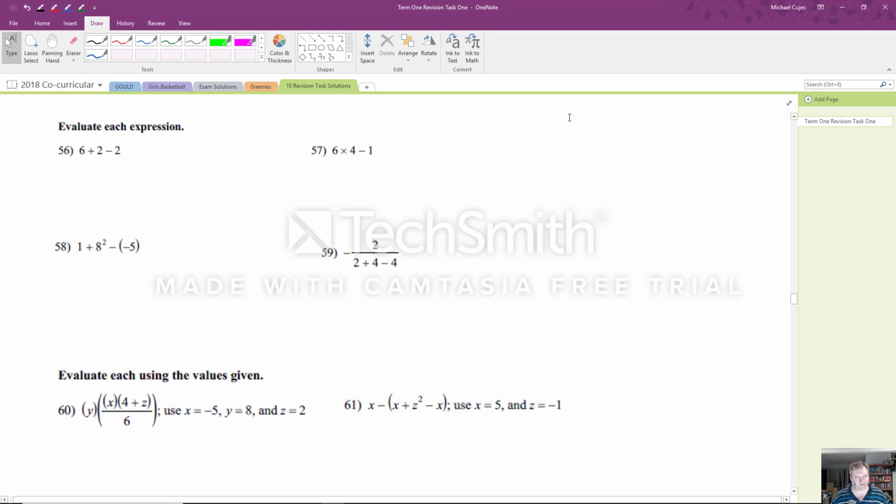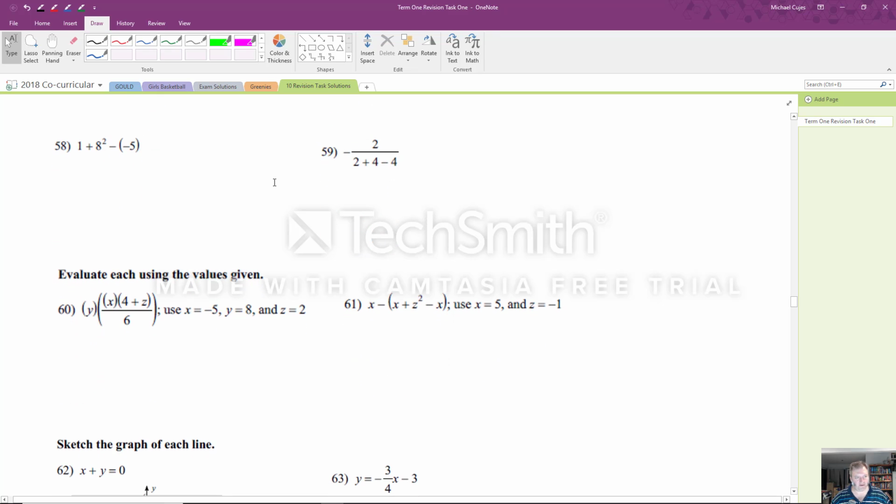Oh my goodness, a few little order of operations things. 6 plus 2 minus 2. Well, that was nice, wasn't it? That's 6. 6 times 4 minus 1. We do our multiplication first. That's 24 minus 1, which is, of course, 23. I would expect you to be able to just write the answer for that one.